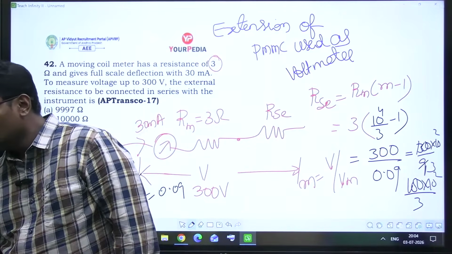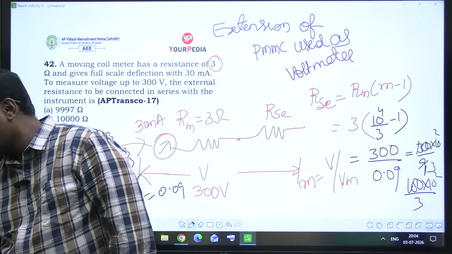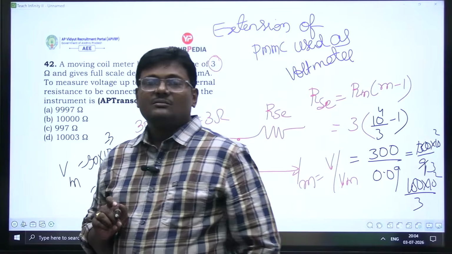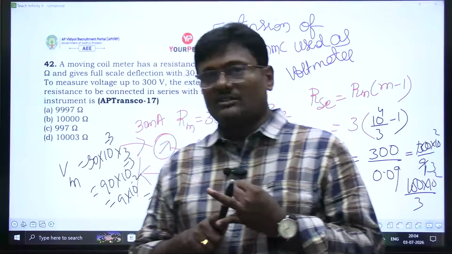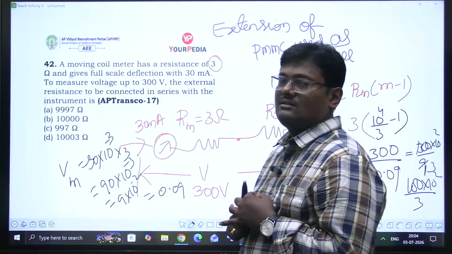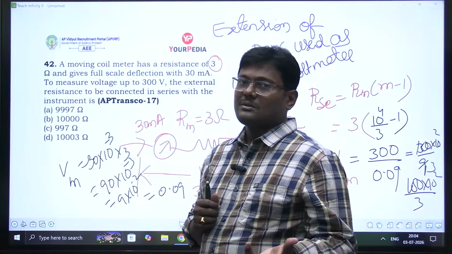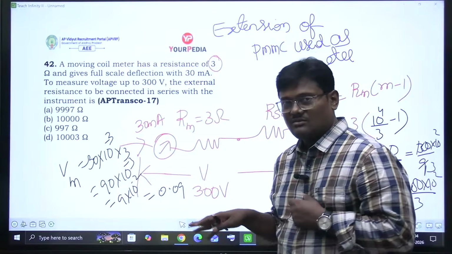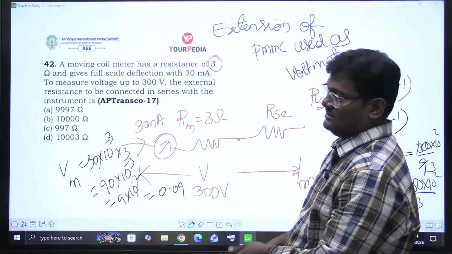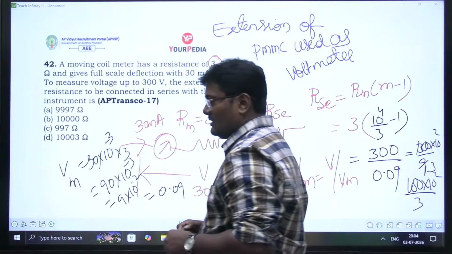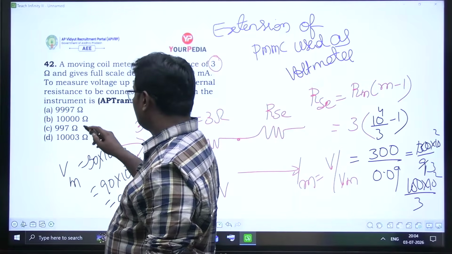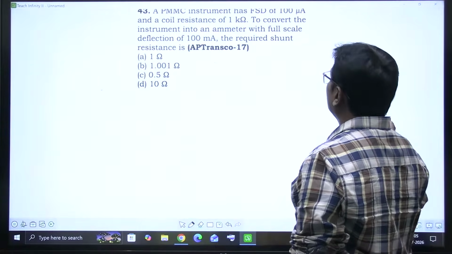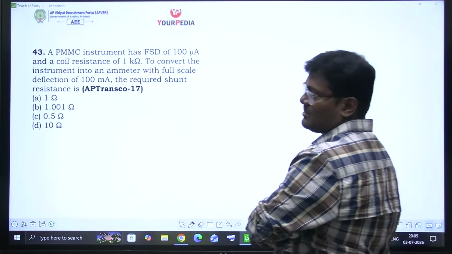See, in some of the questions you may have a calculator or not. But if you solve more previous years' IES papers, previous GENCO papers or TRANSCO papers, you can get the direct answer. Because in the examination, calculator is not allowed. First of all, calculator is not allowed. But by practicing only we can remember that the answer is C, 997.